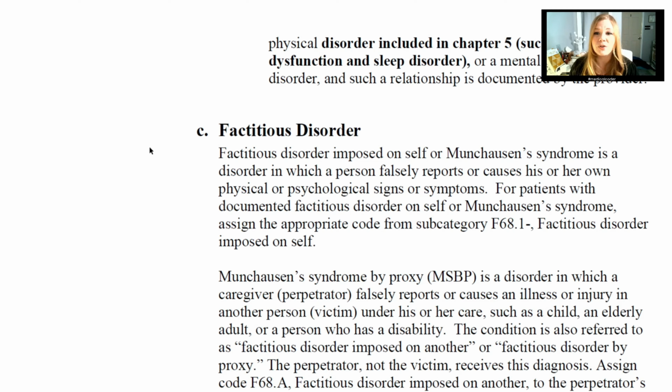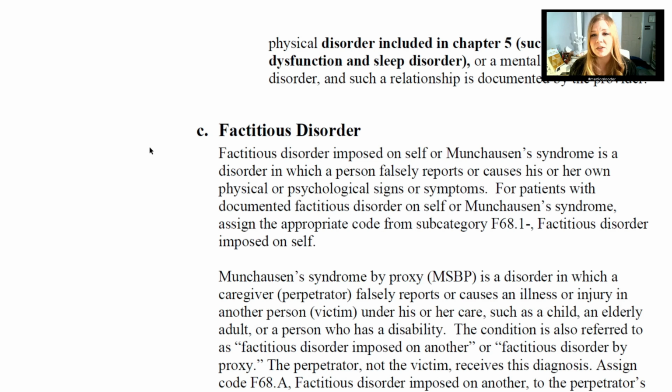Factitious disorder imposed on self, or Munchausen syndrome, is a disorder in which a person falsely reports or causes his or her own physical or psychological signs or symptoms. For patients with documented factitious disorder on self or Munchausen syndrome, assign the appropriate code from subcategory F68.1, factitious disorder imposed on self.